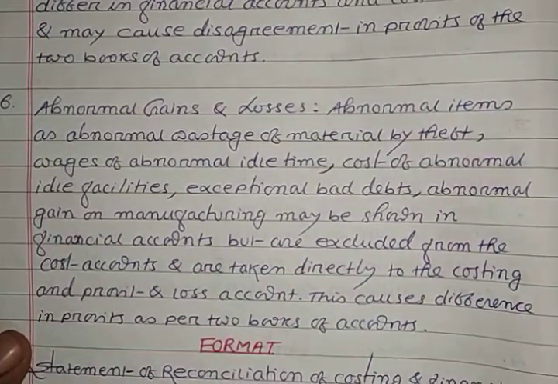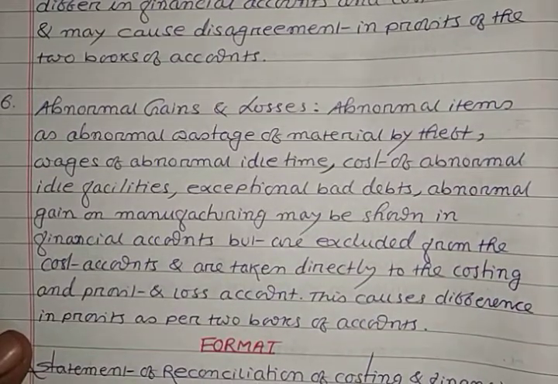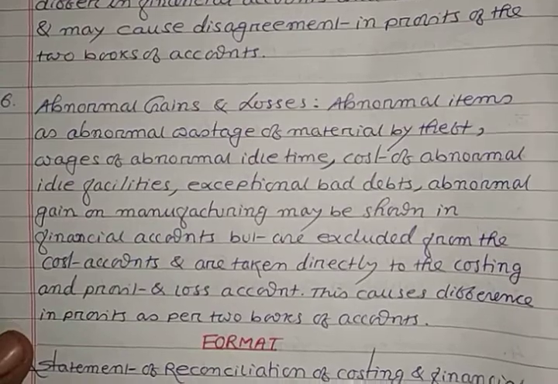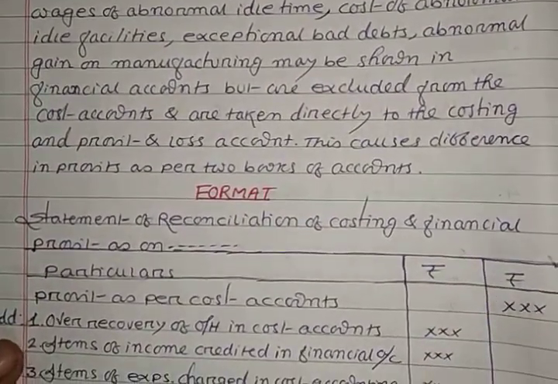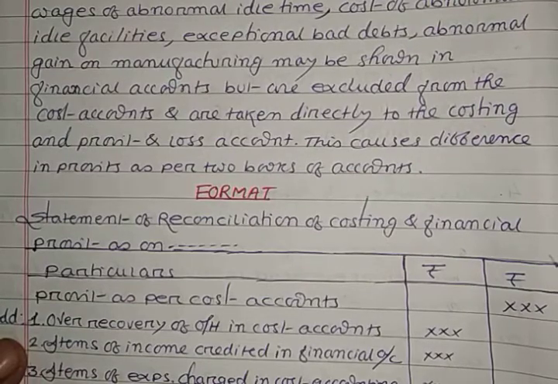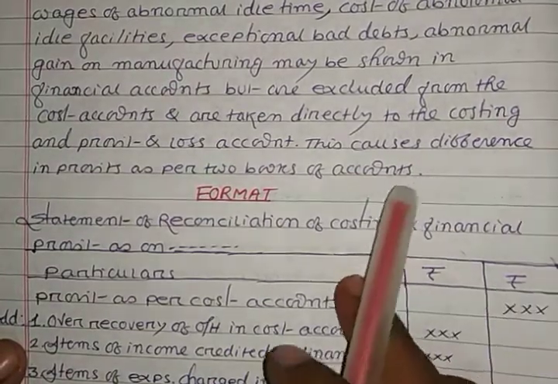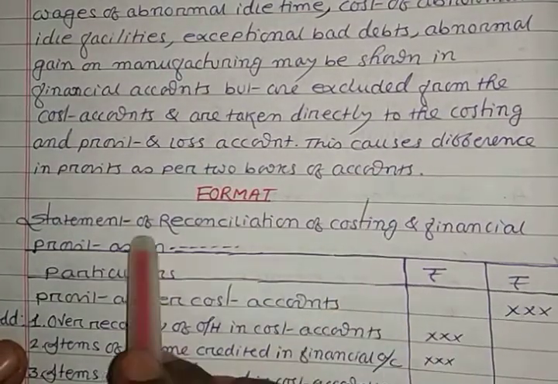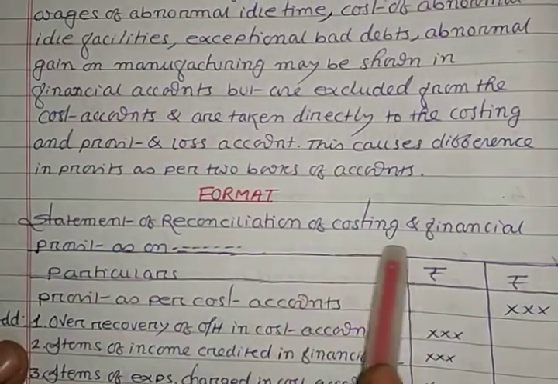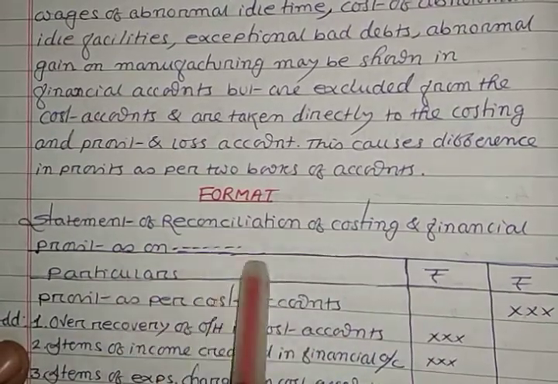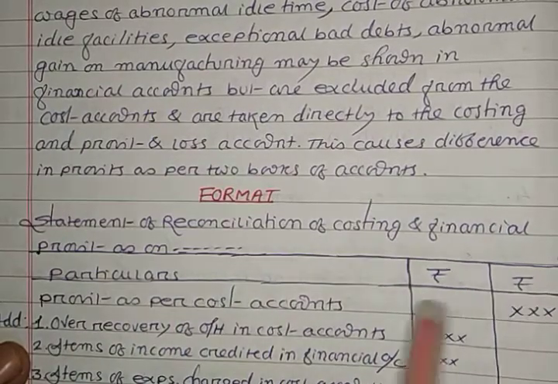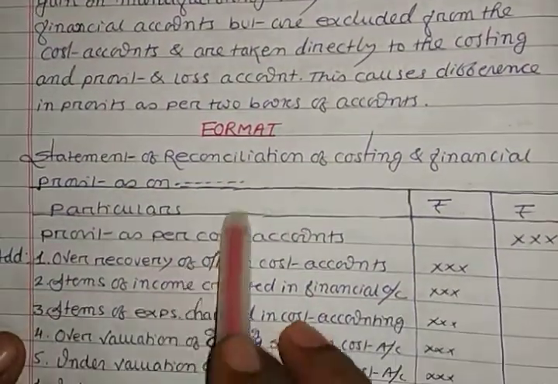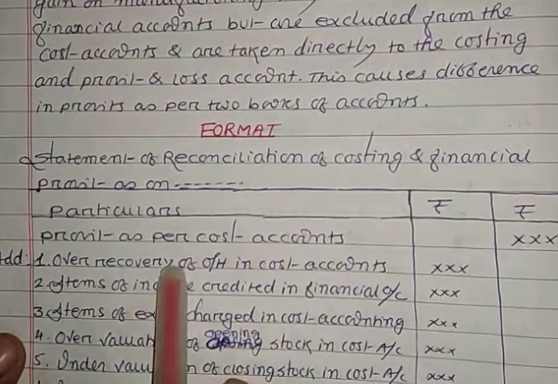Now I'm going to show you the format of reconciliation. Okay, so try to understand here. This is the format of reconciliation of costing and financial profit. Now you see it is very simple and very easy. Statement of reconciliation of costing and financial profit as on dash dash dash. 3 columns you have to prepare: particulars, first column and second column. This is the first column, this is the second column, this is the third column.